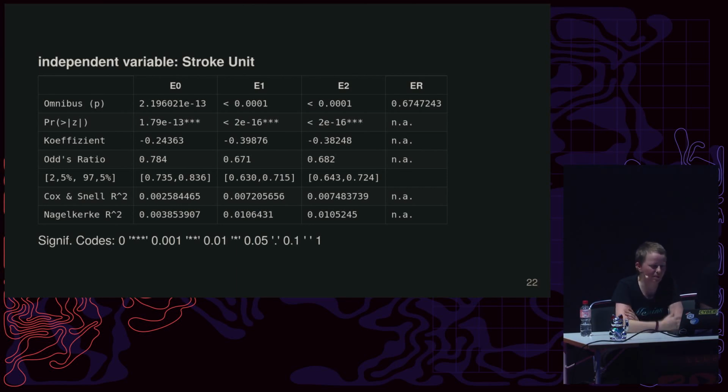Now we have a problem, and we saw a problem in these analyses very shortly. You have the Cox and Snell indicator, and you have Nagelkerke, and these are pseudo coefficients for the determination of the model quality. They take values, Nagelkerke especially, between 0 and 1. The higher the value is, the better is the quality of the model. And what you can see is these values are very, very low.